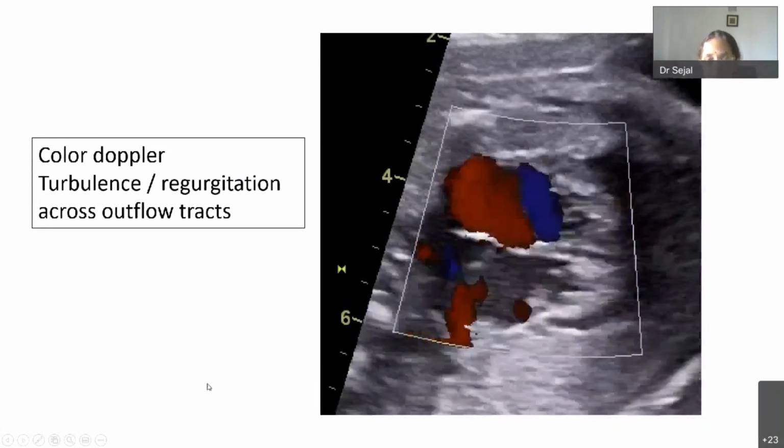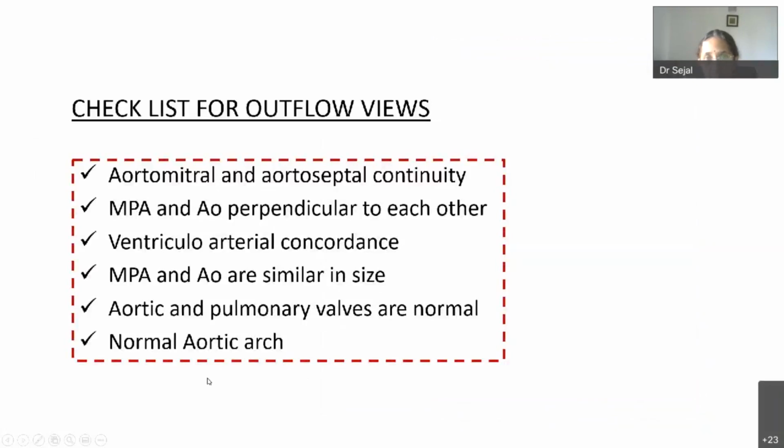So after going through this, I have a checklist again. What all did I confirm? I confirmed that there is an aortoseptal continuity. When I use the word aortoseptal, I mean that the anterior wall of the aorta and the interventricular septum are continuous, and I have aortomitral continuity. My aorta and PA are perpendicular to each other. That means they are crossing each other.